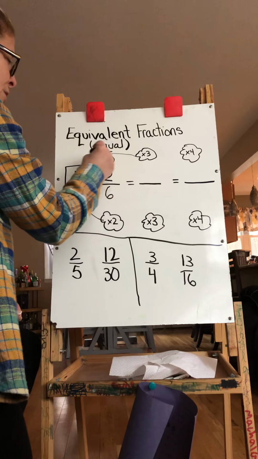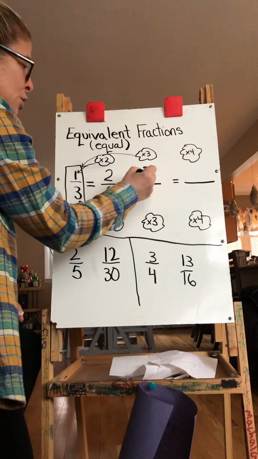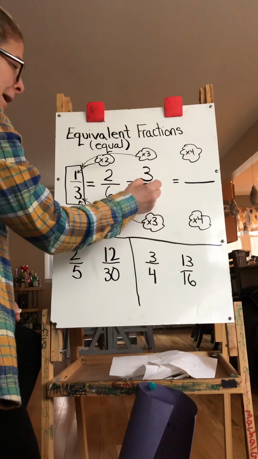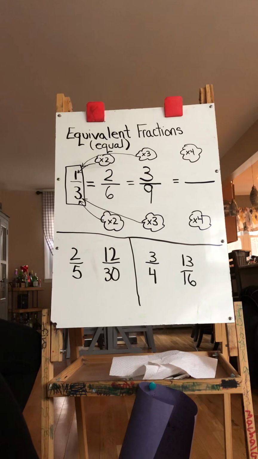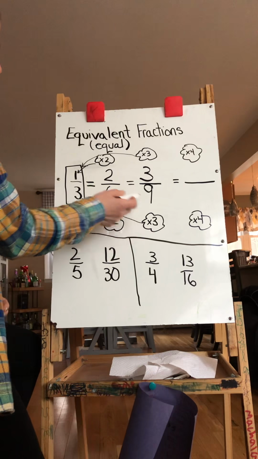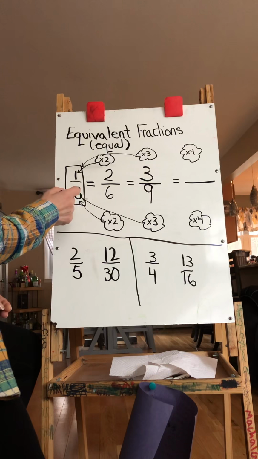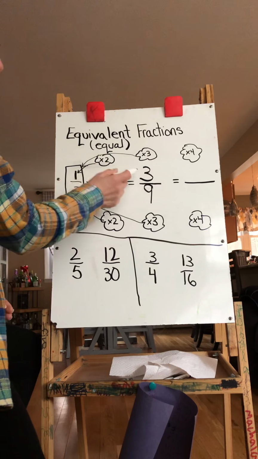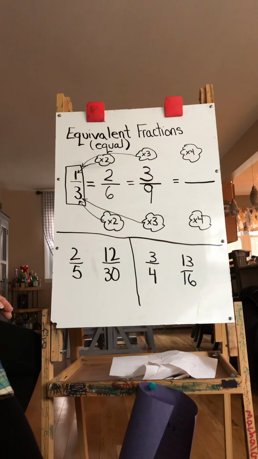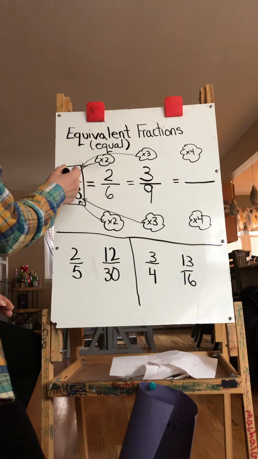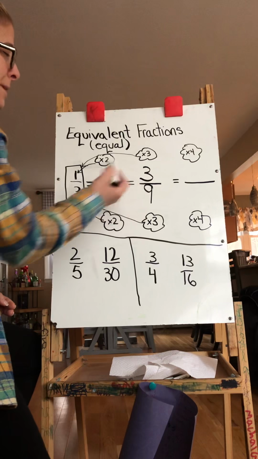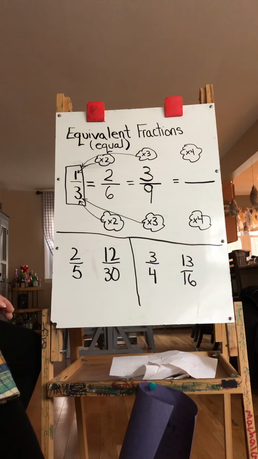Here, then we would use the 3. 3 times 1 is 3. 3 times 3 is 9. So if we had a pizza cut up in thirds and a pizza cut up in ninths, one of the 3 pieces would be equal to eating 3 out of the 9 pieces if the 2 pizzas are the same size. This one piece would be covering the same amount of surface area as these 3 pieces would if the pizzas are the same size.